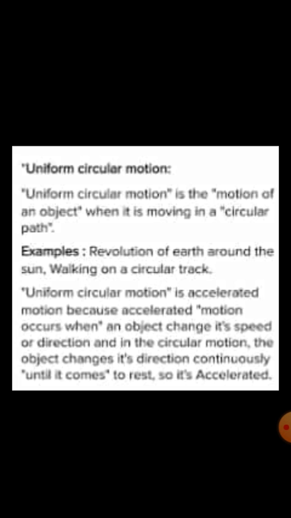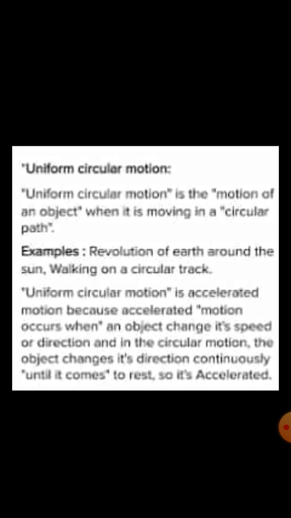If we consider the example of a satellite moving around the earth, the satellite moves around the Earth in a circular orbit with constant speed, but its velocity is not constant. Can you tell why? The direction of motion of the satellite changes continuously. So we say the motion of the satellite around the Earth is accelerated.